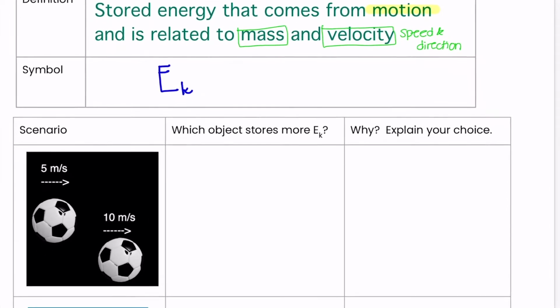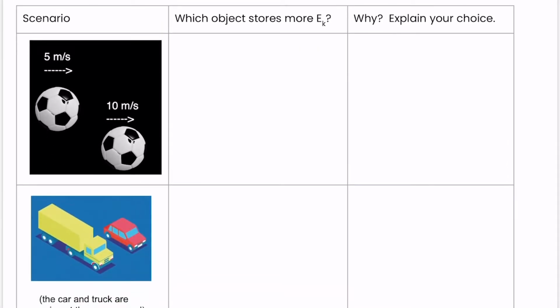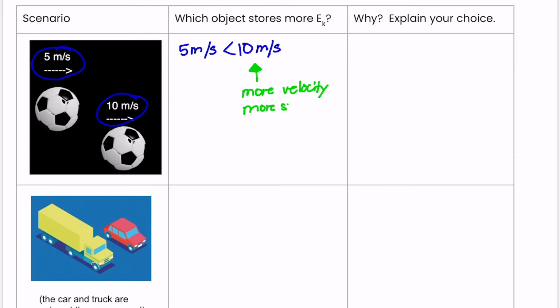Now, in our two scenarios, we have a scenario that's got 5 meters per second and a 10 meters per second. So the 5 meters per second is less velocity than the 10 meters per second. The one that's moving faster, the one that has more velocity, more speed, is the one that's going to have a greater E_k. And this one will have a small E_k.